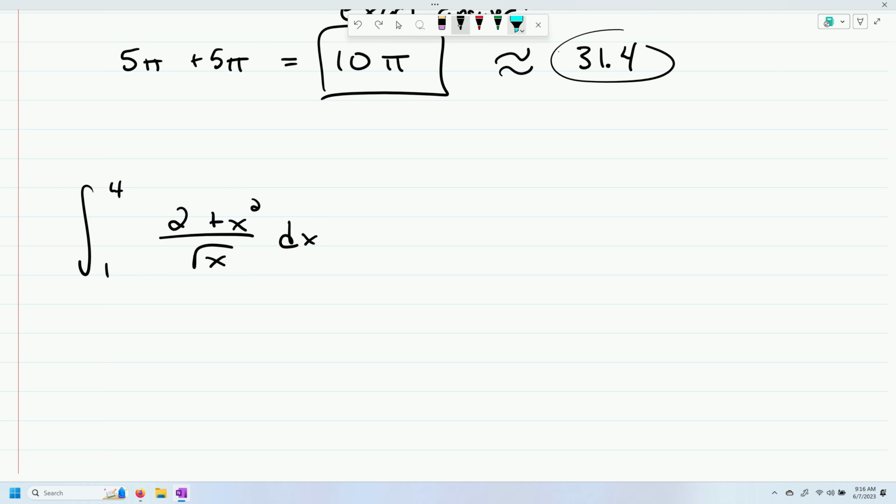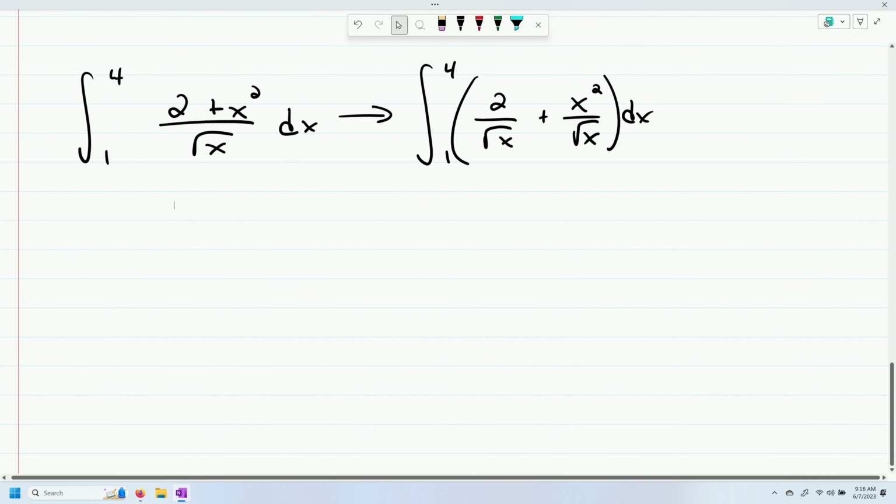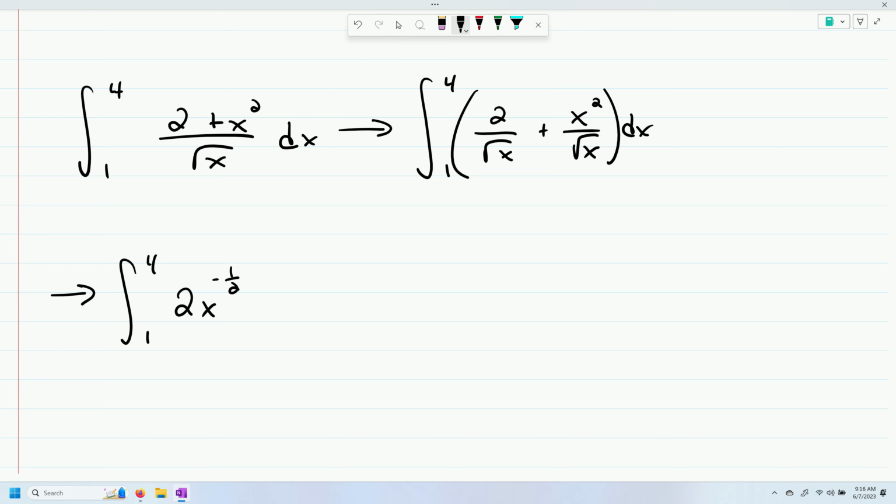So the first thing I'm going to do here is I'm going to go ahead and just separate my numerator. And the reason why I'm allowed to do this is because I have a monomial in my denominator. So because the square root of x is a monomial, I'm going to just separate them. Now, I'm just going to apply some rules for exponents here to rewrite it. So I get the integral from 1 to 4 of 2x to the negative 1/2 plus x to the 3 over 2 dx.